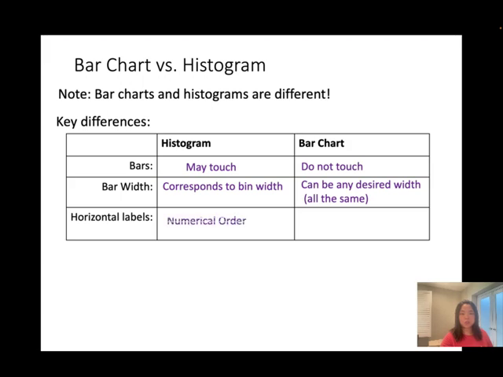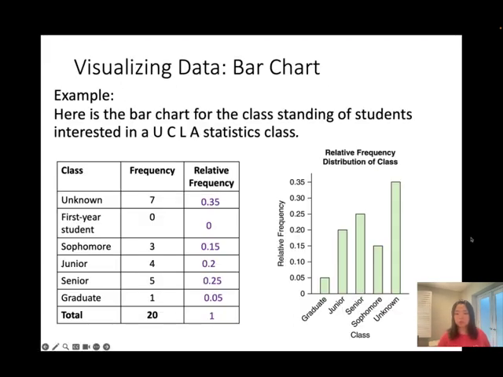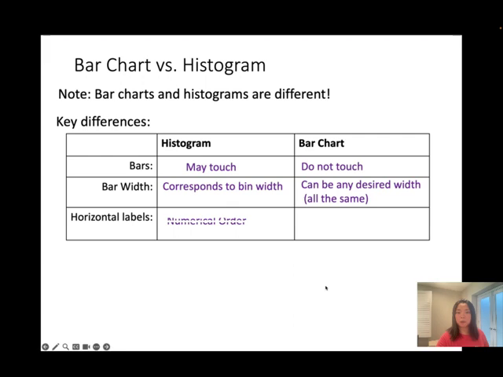Horizontal labels. The histogram is going to be in numerical order because we are working with numerical data, right? For the bar graph, there's no inherent order. It doesn't matter which one you put first. Look at this example here. You could put the junior first or unknown first. The order doesn't really matter for the bar graph.